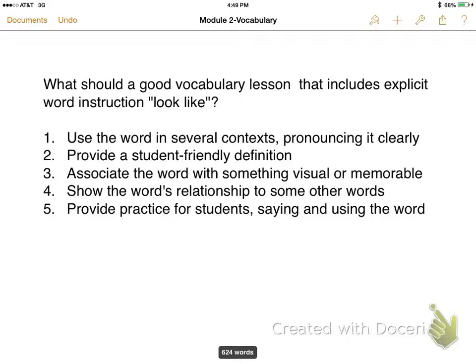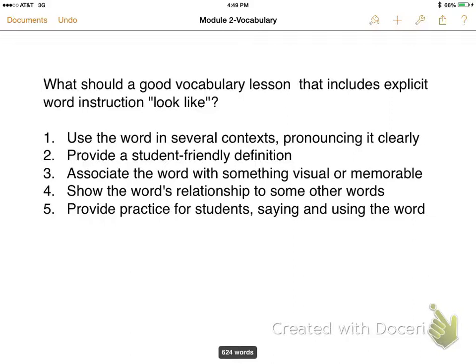Associate the word with something visual or memorable. Pictures so that they can see it. Talking about how it connects. Maybe you've been on a field trip. Maybe it's something in the cafeteria. Maybe there's a way that you can connect it so that they have a memory of the word. We all know that when we connect to something, we learn it better. We understand it better. So that's what you're trying to do here.